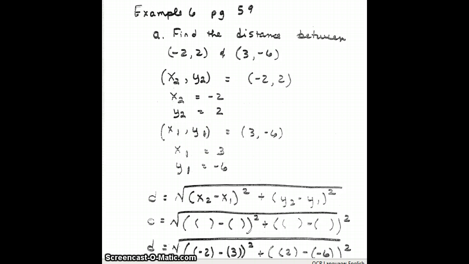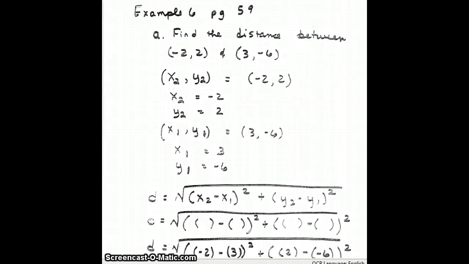So we can call either point whatever we want to. I choose in this example to call the point minus 2 and 2, x sub 2, y sub 2, and I'm going to call the point 3, negative 6 as x sub 1, y sub 1. It would give you the exact same answer if you reverse those 2 points.